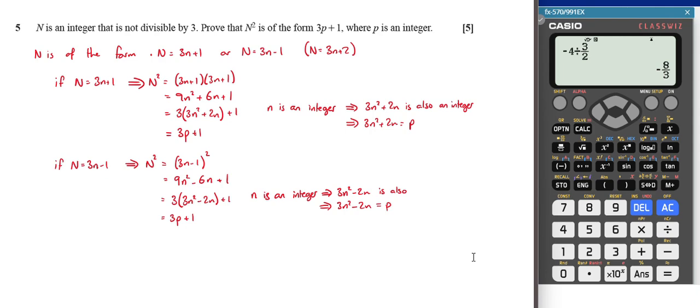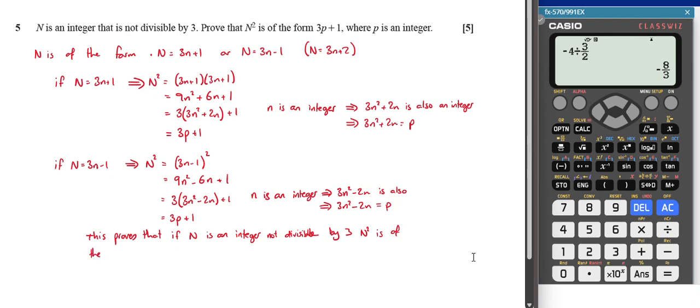This proves that if n is an integer not divisible by 3, n squared is of the form 3p plus 1.